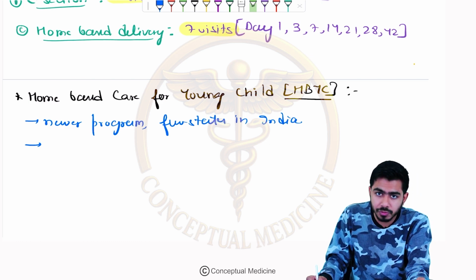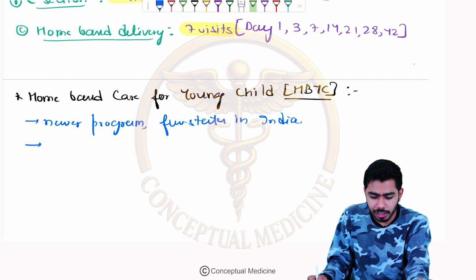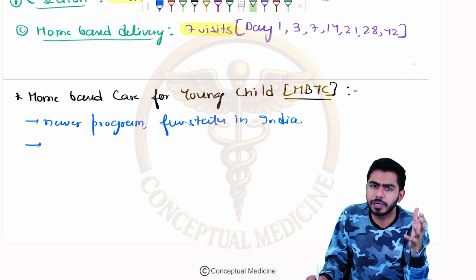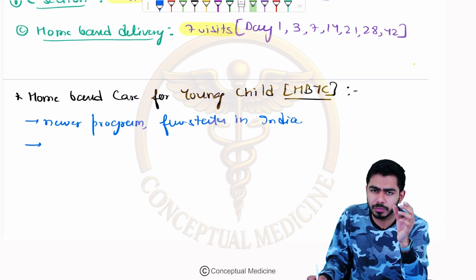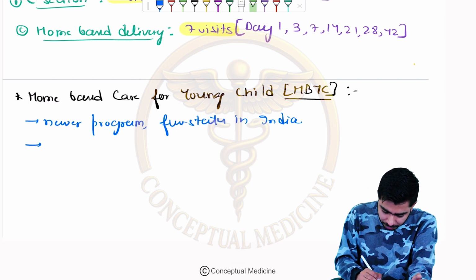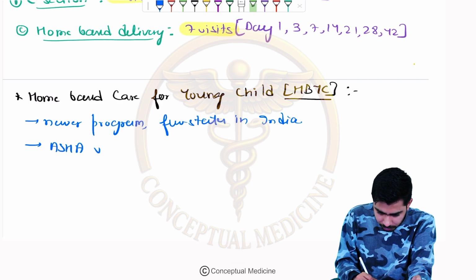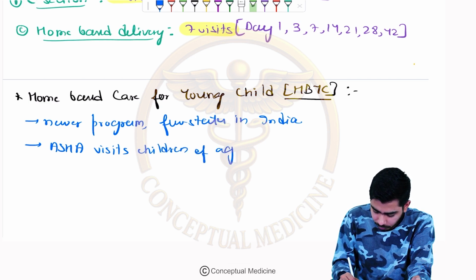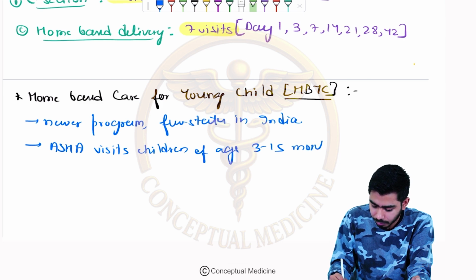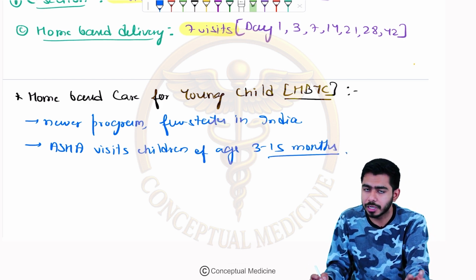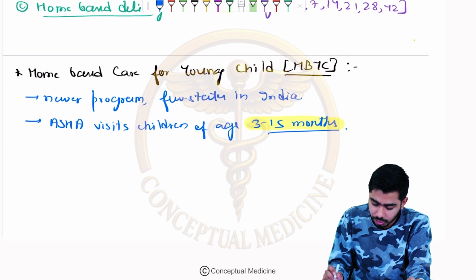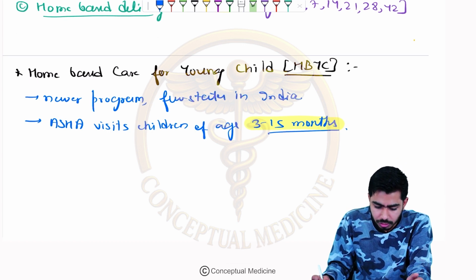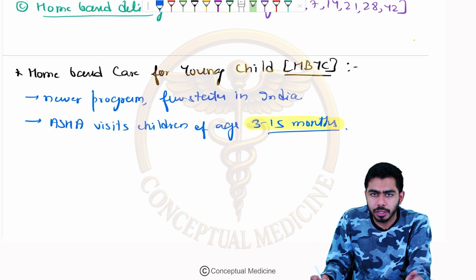So over here, if we talk about the HBYC, home-based care for the young child, it is a particularly newer program comparatively. Home-based newborn care is happening from a longer time, but home-based young child care is comparatively newer. ASHA visits children of what age group over here? ASHA will be visiting the children of age around 3 to 15 months, right? That is important, and that has been asked, that 3 to 15 months is the age group which is covered under the home-based care for the young child, right?